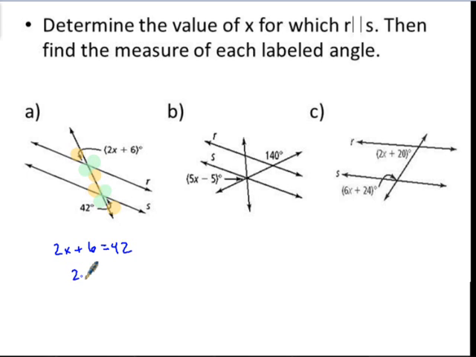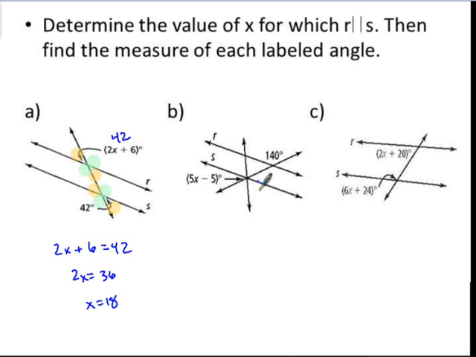I subtract 6 from each side. I get 2x equals 36. X equals 18. So if those two lines are parallel, x would have to be 18, and then the labeled angle would have to be 42. These both would have to be 42, and that one already is 42, so no problem.